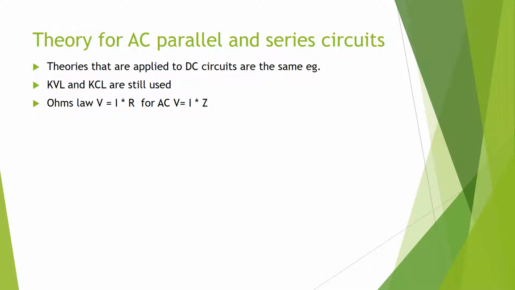To analyze an AC circuit, the same theories we learnt for a DC circuit can still be used, except the changing current and voltages must be accounted for. An example of this is changing Ohm's law from V equals IR, where R is the resistance, into V equals I times impedance, where impedance is Z.